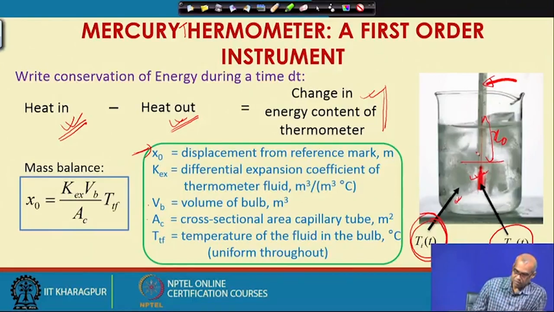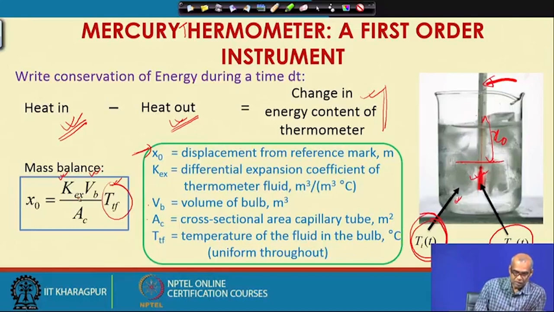So, the amount of mercury in the capillary, initially the mercury was at this reference level. Now, I have mercury for this x0 length of capillary. So, the amount of mercury that is present there is x0 into A_c, that volume. A_c represents cross sectional area of the capillary tube. So, A_c multiplied by x0 represents the volume of the mercury in this capillary. So, that will be equal to K_ex into volume of the bulb into T_TF. Why T_TF? Basically, T_TF minus 0. Initially, it was at 0, let us say. So, the change in temperature is T_TF.